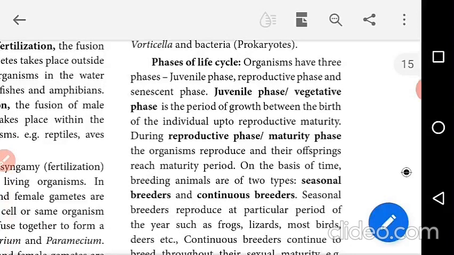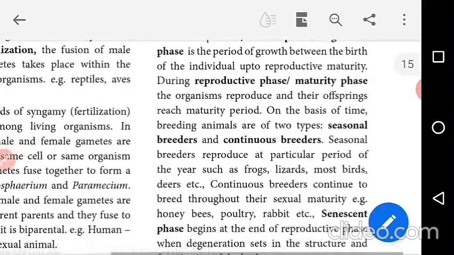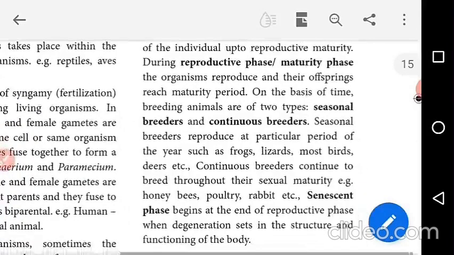In this maturity or reproductive phase again there are two types: the seasonal breeder and the continuous breeder. Seasonal breeders mean some types of animals breed following a particular season. For example, frogs, lizards, most birds and deer only follow a particular season. That is called the seasonal breeder. பருவகால இனச்சேர்க்கையாளர். இந்த பருவகால இனச்சேர்க்கையாளர்கள் அந்த பருவத்தில் மட்டும்தான் இனச்சேர்க்கையை மேற்கொள்கின்றன.